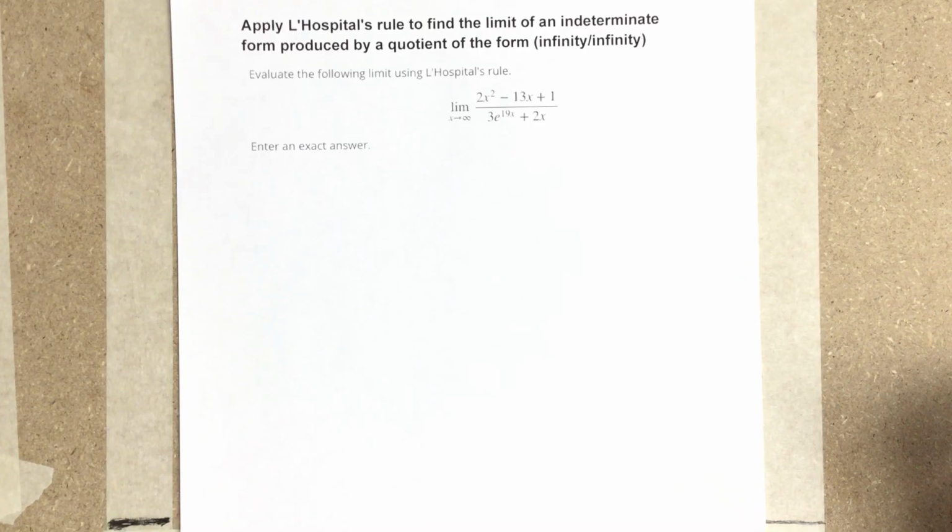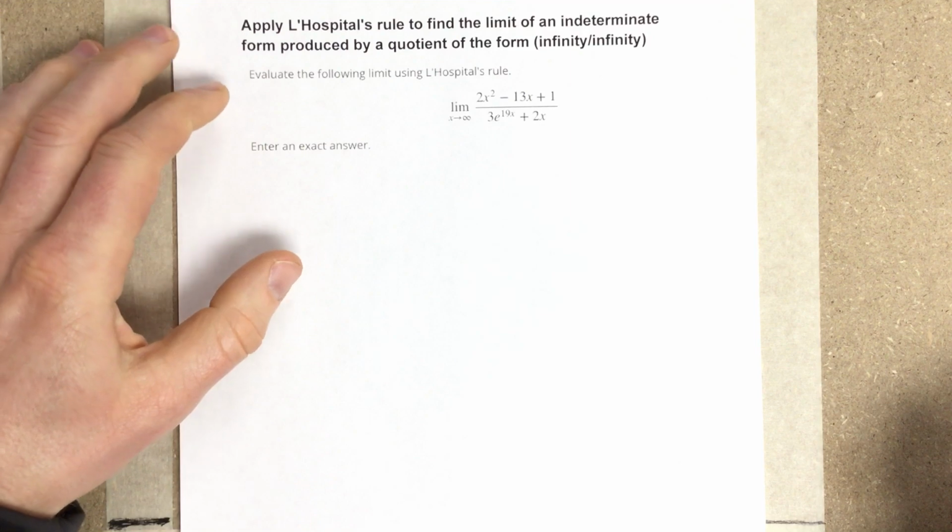In this video, we're going to apply L'Hopital's rule to find the limit of an indeterminate form produced by a quotient of the form infinity over infinity. It says evaluate the following limit using L'Hopital's rule, and it wants us to find the limit as x approaches infinity of (2x squared minus 13x plus 1) divided by (3e to the 19x plus 2x).